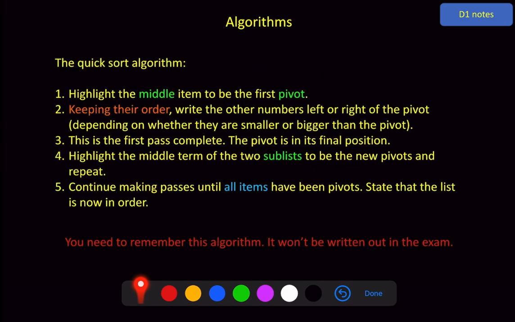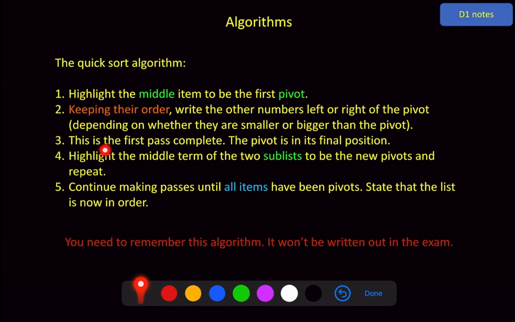So the algorithm itself looks like this. You highlight the middle item to be the first pivot. If it's an even number of items, then you round up. Then, keeping their order, and this comes back to that idea of think like a computer, you would instinctively want to change the order as you write down the pivots, because that'll make the whole thing a lot quicker, but you must keep the order given left to right of the other numbers. And we're going to write them either as a list on the left or on the right of the pivot, depending on whether they are smaller or bigger than that pivot number.